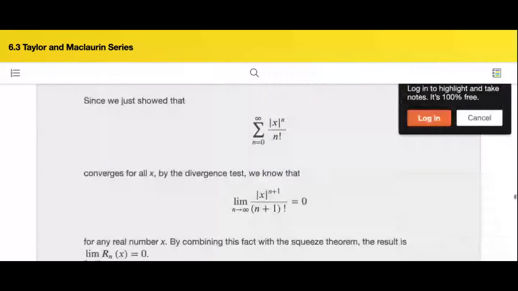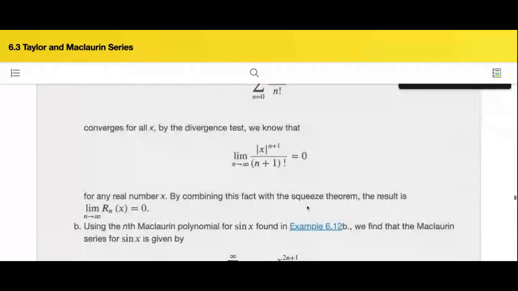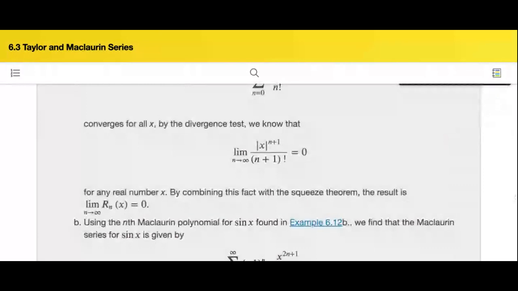So this way we just showed this, right? This series converges for all real values of x. And by the divergence test, we know that the limit of the n plus 1's term when n approaches infinity goes to 0 for all real numbers x. So combining those two facts, the limit of the remainder as n becomes large equals 0. Okay, so this happens for all convergent series.